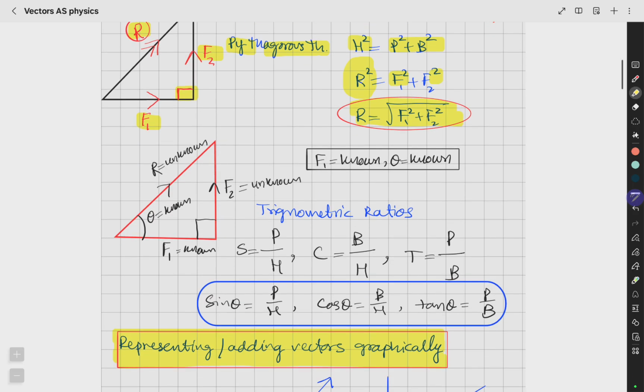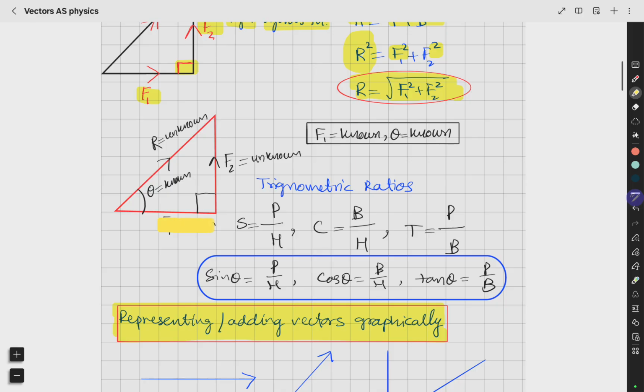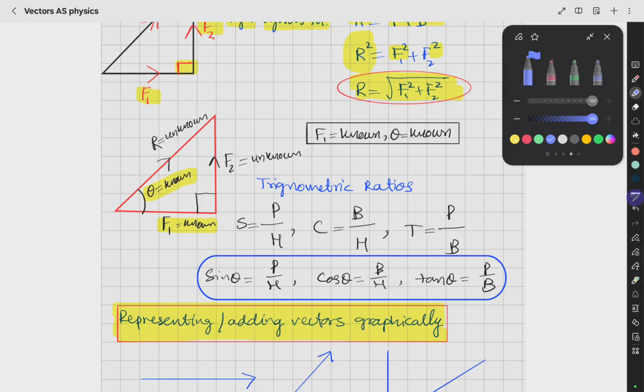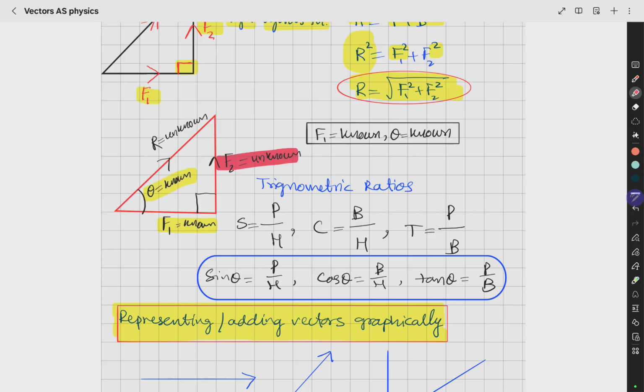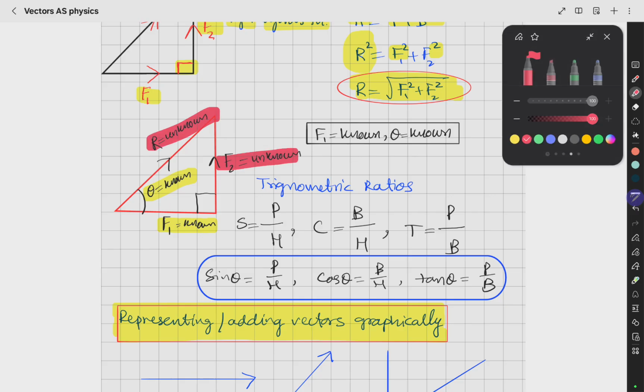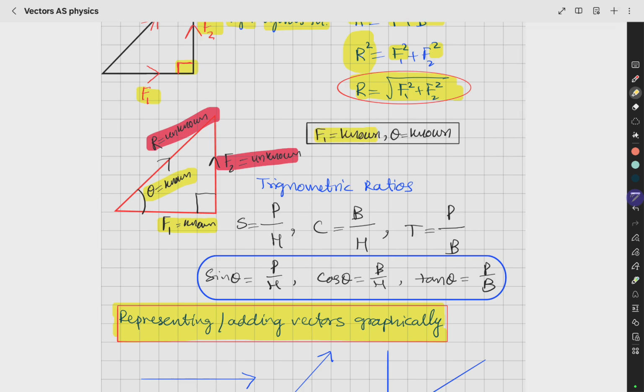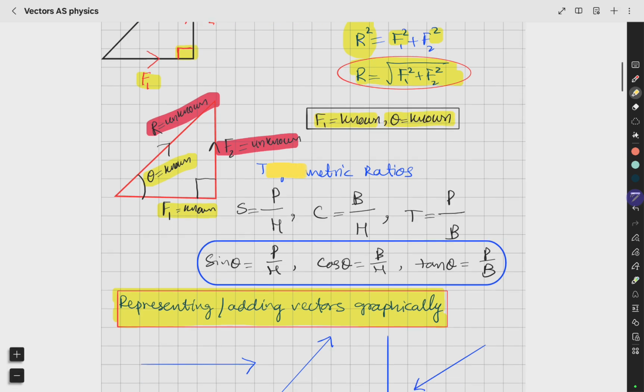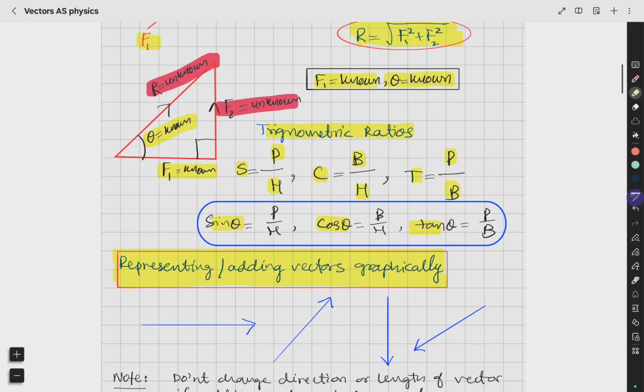The second case is when one of the vectors is known and you know the angle of the resultant as well, but the other two are unknown. We don't know F2 and we don't know the resultant vector. So what to do then? You have one side and one angle known. For that you use the trigonometric ratios: some people have curly brown hair through proper brushing. So it's sine theta, cos theta, and tan theta. Everyone knows this. You can use any one of them.